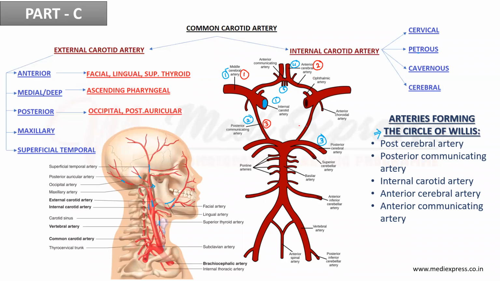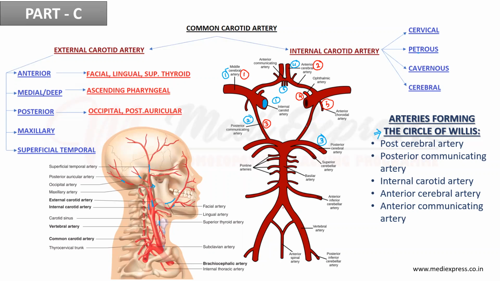And then we have an ophthalmic artery. You can see over here, this is the ophthalmic artery. That is again a branch of the internal carotid artery. And we have an anterior choroidal artery. You can see the anterior choroidal artery. So we have namely 5 branches: middle cerebral artery, anterior cerebral artery, posterior communicating artery, ophthalmic artery, as well as the anterior choroidal artery.